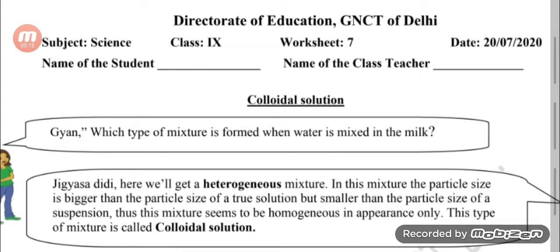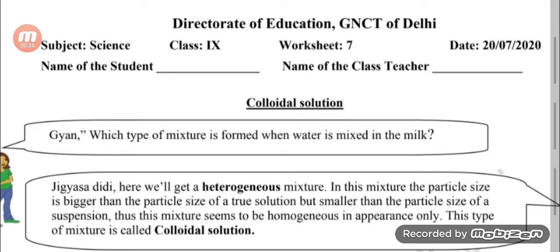Now today Gyan is asking a question to her sister. Sister, which type of mixture is formed when water is mixed in milk? Jigyasa Didi replies, here we will get a heterogeneous mixture. In this mixture, the particle size is bigger than the particle size of a true solution but smaller than the particle size of a suspension. It means, Gyan, this mixture seems to be homogeneous, but it is actually a heterogeneous mixture, and we call it a colloidal solution.